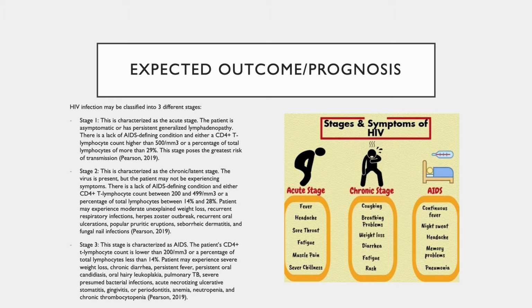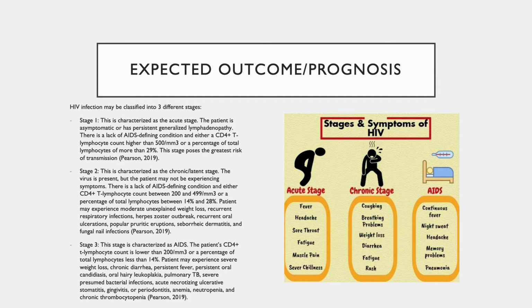Expected outcomes and prognosis. HIV infection can be classified into 3 different stages: Stage 1, Stage 2, and Stage 3. Stage 1 is characterized as the acute stage. The patient is asymptomatic or has persistent generalized lymphadenopathy, which is swollen lymph nodes. There is a lack of AIDS-defining condition and either a CD4 plus T lymphocyte count higher than 500 or a percentage of total lymphocytes of more than 29%. This stage possesses the greatest risk of transition.